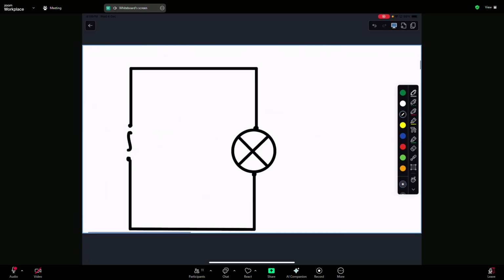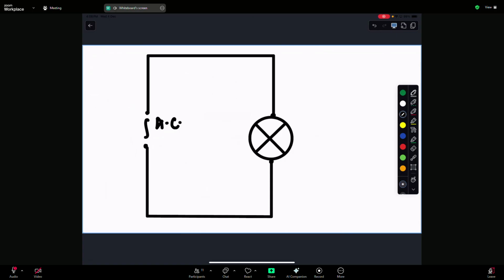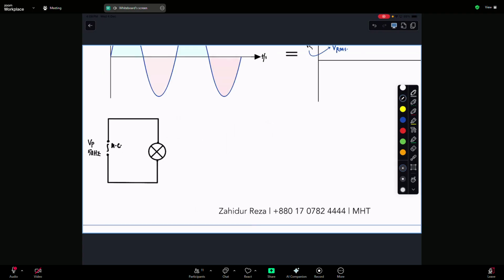this is the AC supply. Whenever you draw the supply, what do you need to mention with it? Whenever you write an AC supply, you need to provide the peak voltage. Peak voltage means what is the highest voltage? V peak. And also you need to provide the frequency of the supply, so here 50 hertz or something. Right, so that's what we know right now.